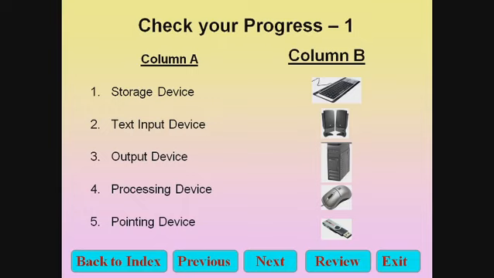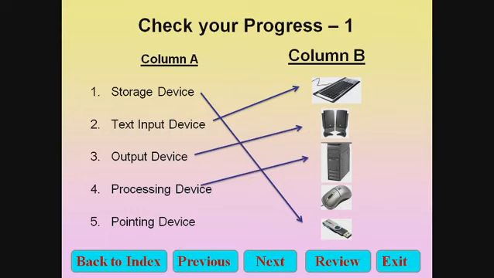Now let's check your progress. Here you have to match the storage device. Okay, it's pen drive. Text input device, it's keyboard. Output device, it's speaker. Processing device, it's CPU actually, and your CPU is inside this black cabinet. And pointing device is mouse.